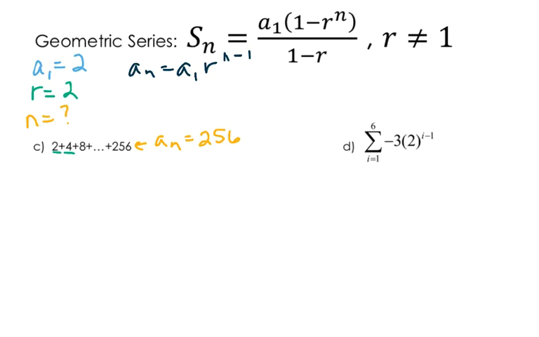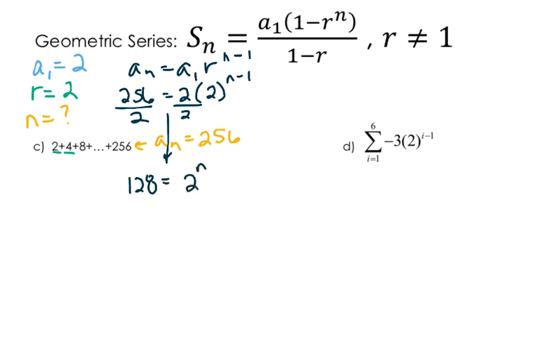So I know a sub n is 256. My first term is 2. I know r is 2. And then to the n minus 1. So I can't multiply 2 times 2, but I can divide by 2. So let's come down right here. So I have 128 is equal to 2 to the n minus 1.